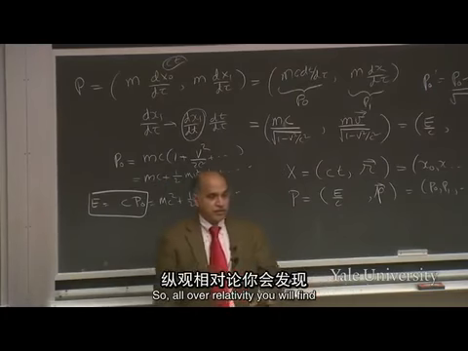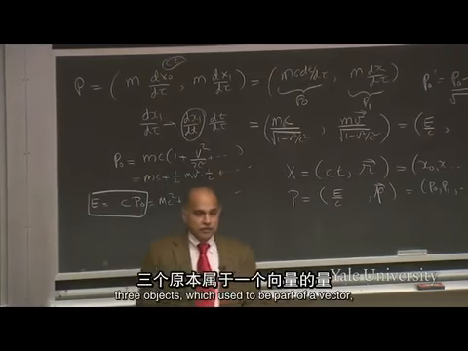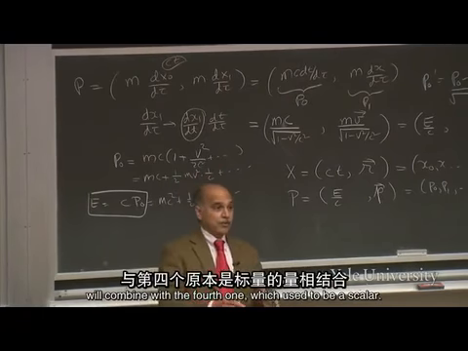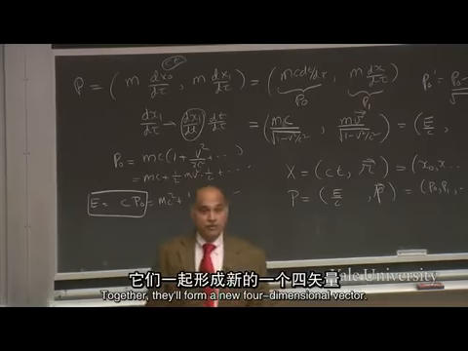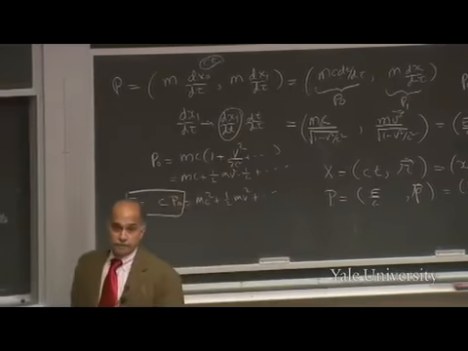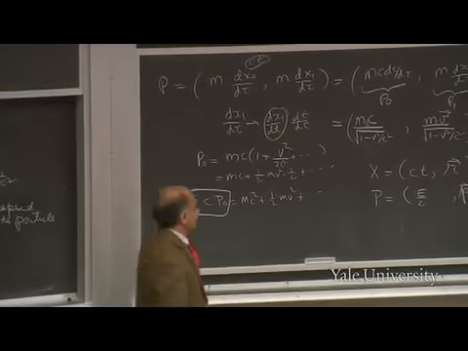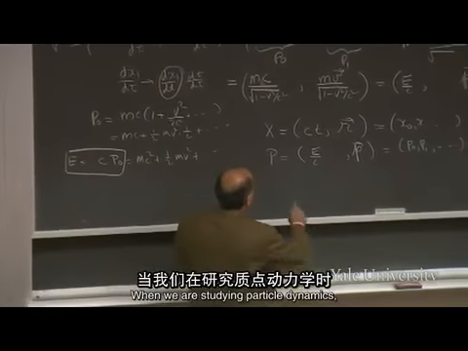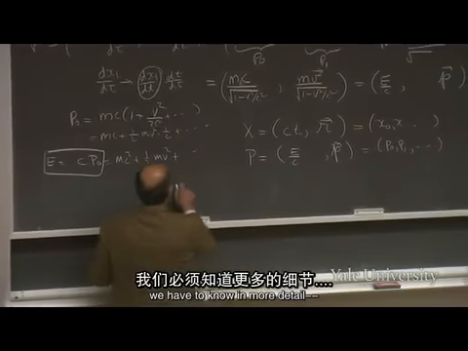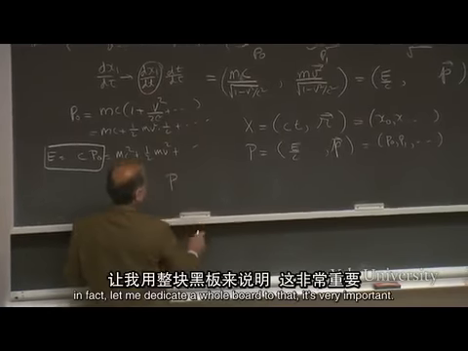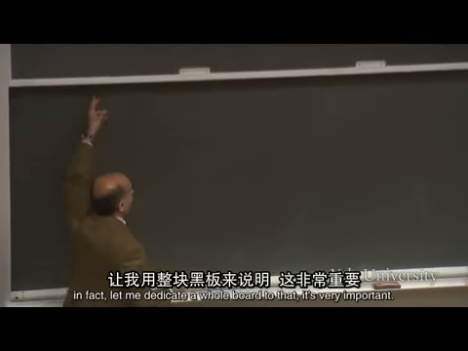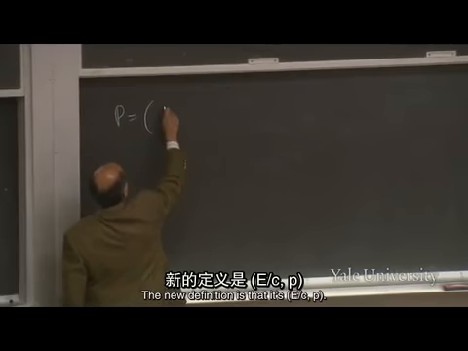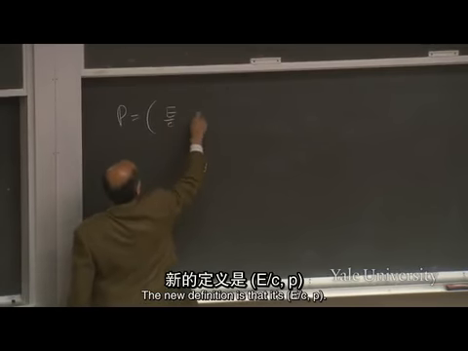So all over relativity, you will find three objects, which used to be part of a vector, will combine with a fourth one, which used to be a scalar. Together, they will form a new four-dimensional vector. So we should know the following. When we are studying particle dynamics, we have to know in more detail. In fact, let me dedicate a whole board to that. It's very important. The new definition is that it's E over c and P.